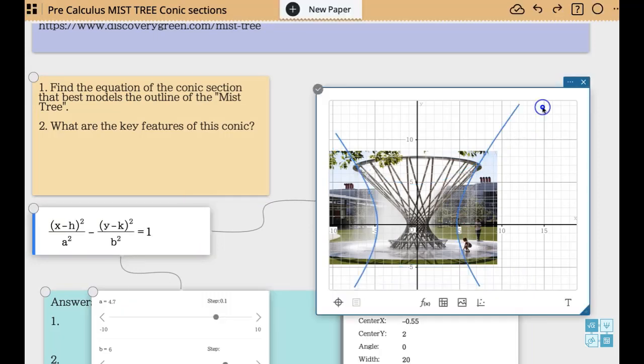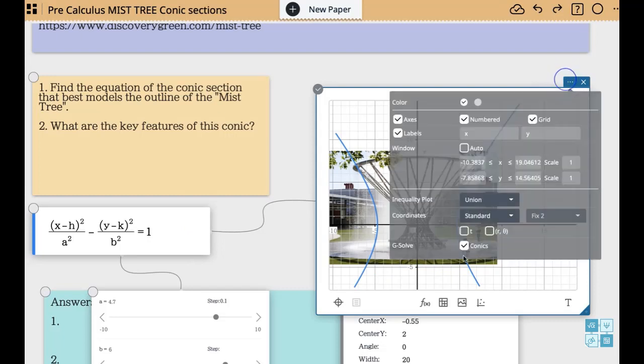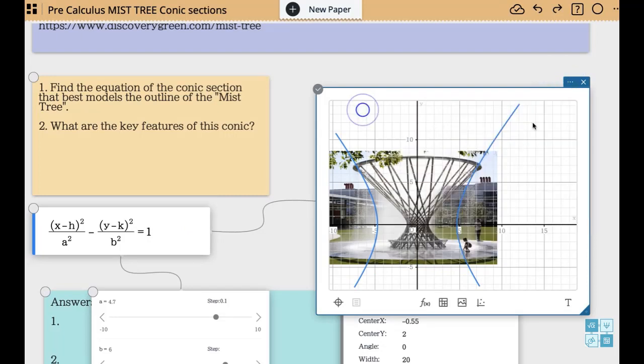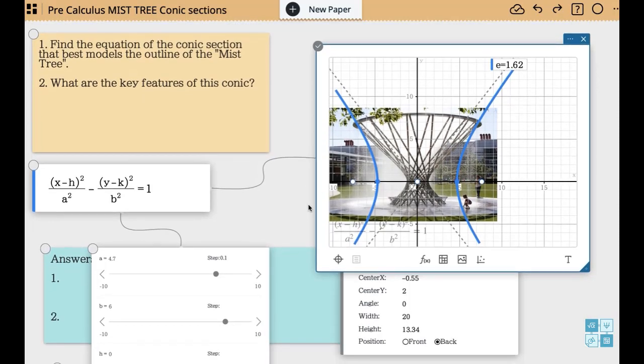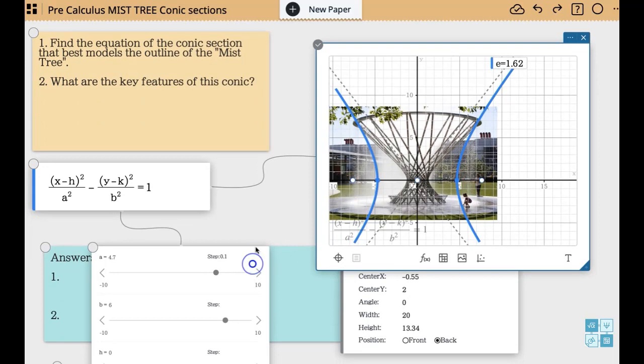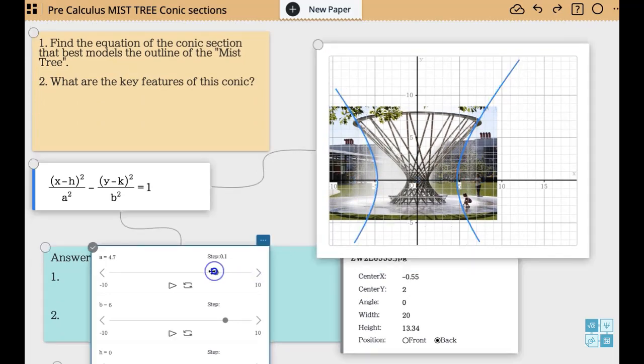My conic will change. I want to make sure that my conic solver is on, because when I want to find the key features, I will click on the function and I'll get the eccentricity, center, vertices, focus, and asymptotes. So right now it looks like I'm way off, so I have to manipulate both A and B.